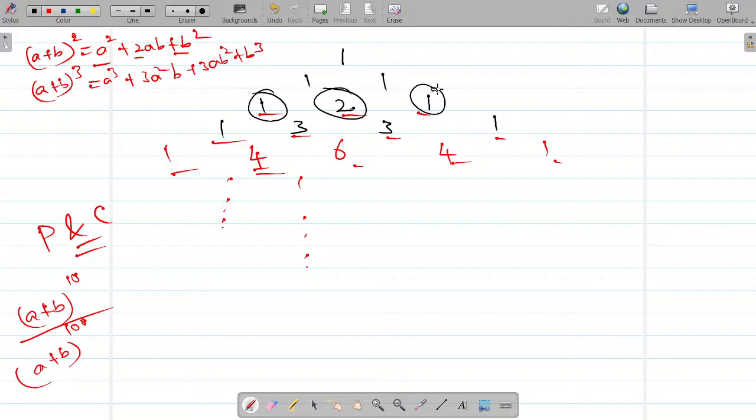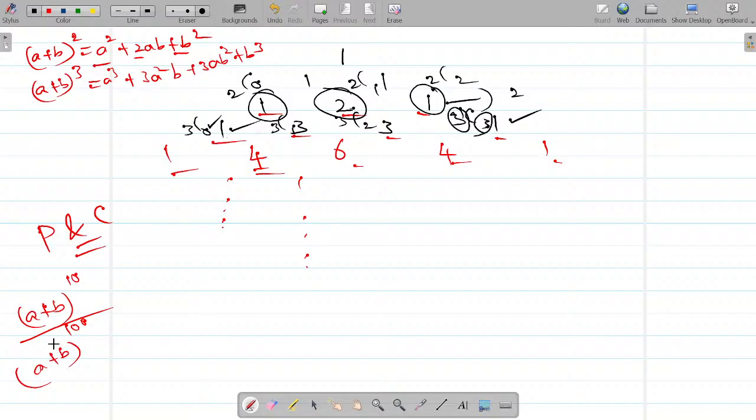See this first one. Let me go for this one. A plus b the whole square: how you get this one is 2c0, 2c1, 2c2. This is 3c0, 3c1, 3c2, 3c3. What is 3c3? If n and r are the same, the value will be 1. If r is equal to 0, the value will be 1.